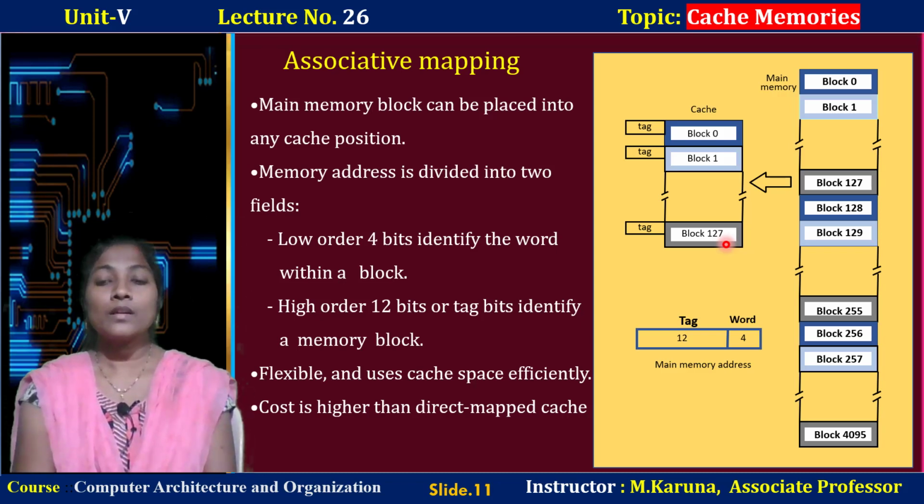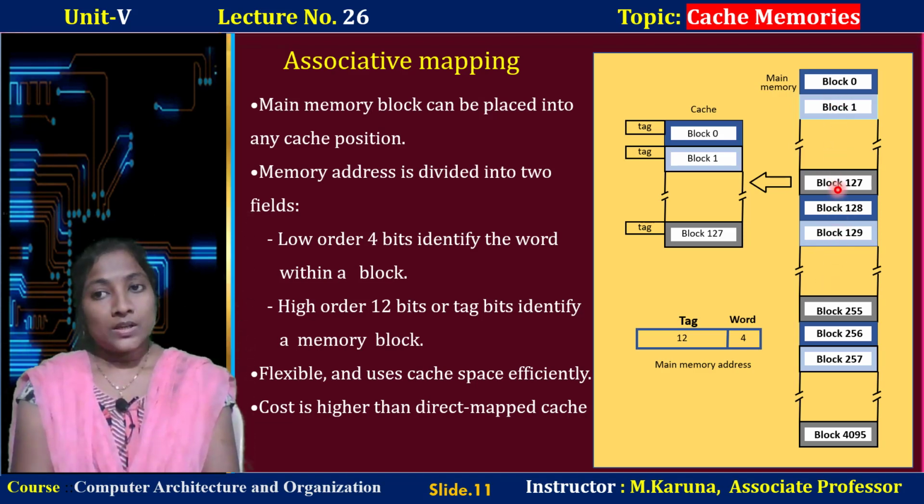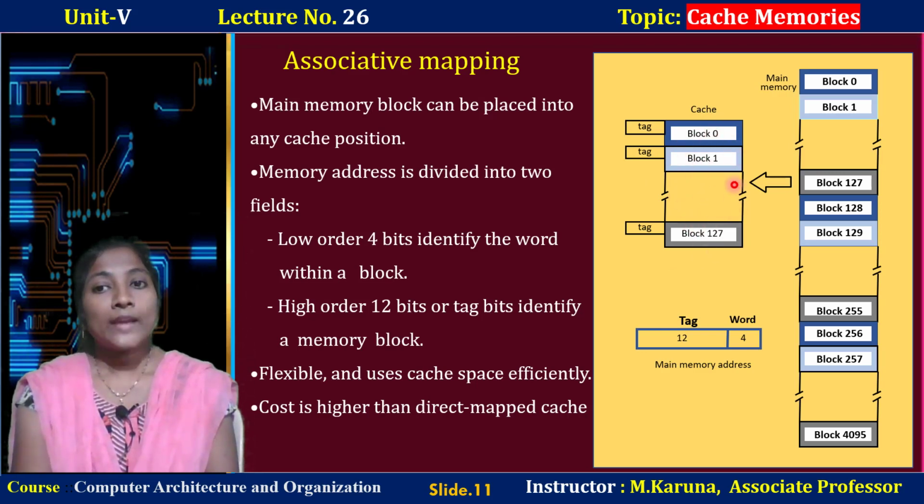Here, let us see in this mapping technique, any set of 127 blocks can be stored into cache from the main memory. Those blocks of words can be accessed by the processor from the cache memory with the help of main memory address lines. Each block is assigned a tag.